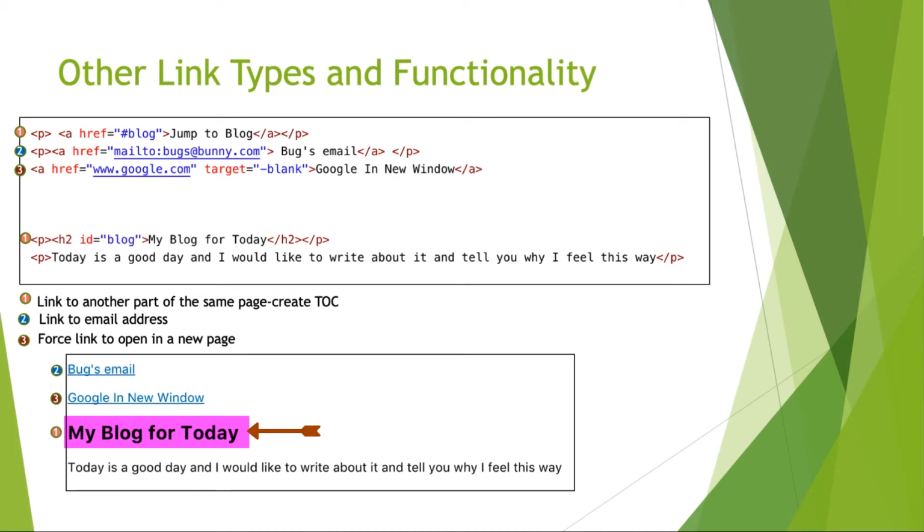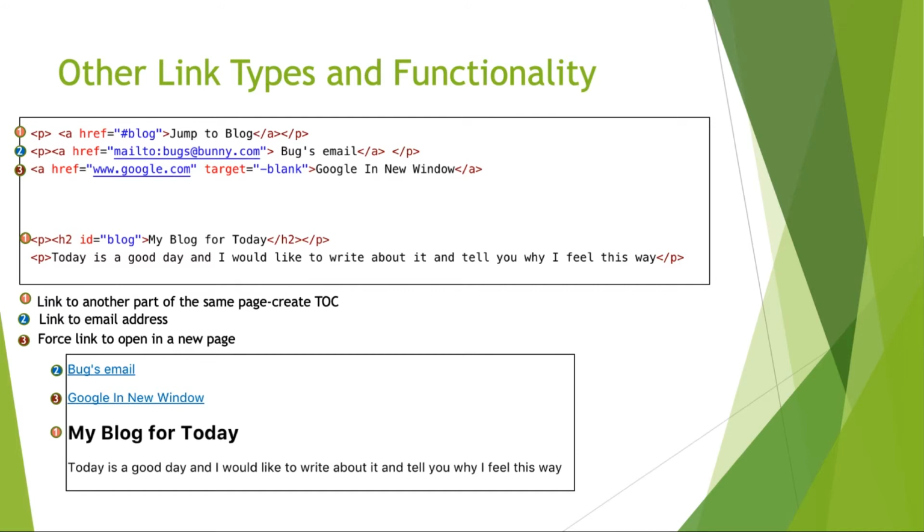Because that's what's in that paragraph tag, in that H2 tag with the ID of blog. So it's going to jump me right down to there. The next thing I can do is use mailto for somebody's email address. So we see mailto:bugs@bunny.com with the clickable link of Bugs email. That will open up my mail client to be able to email Bugs.